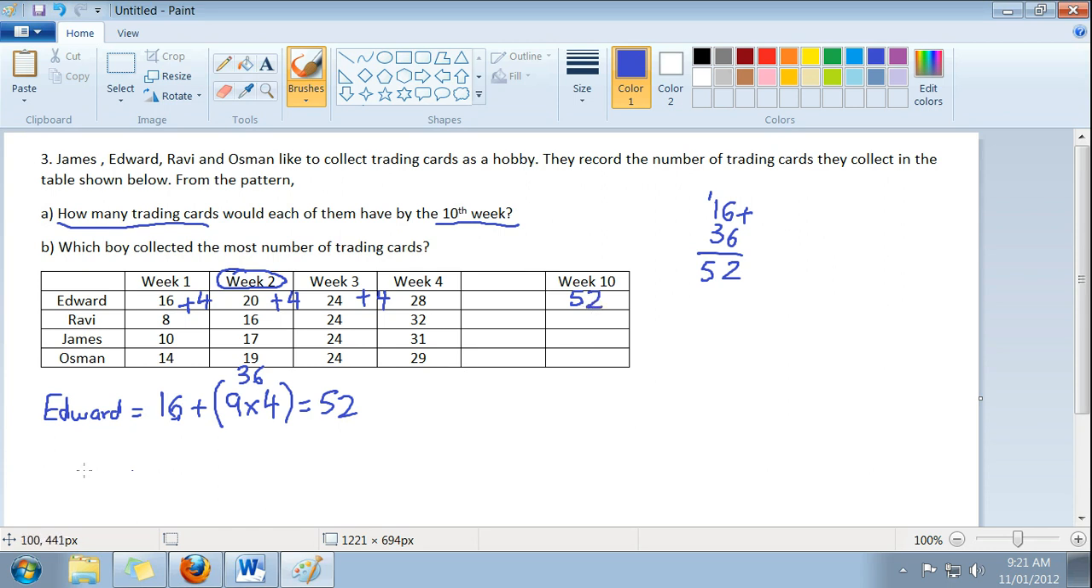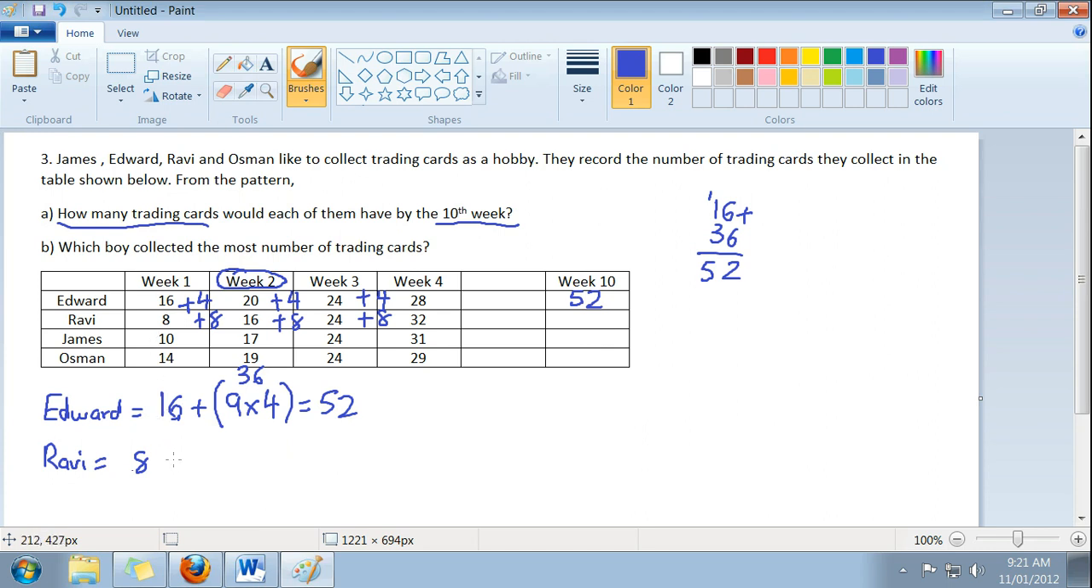Okay? Now let's look at Ravi. Ravi has 8. Now from here to here, week 1 to week 2, we add 8. Okay? And if you didn't know that, well, you could count on from 8 or you could subtract 16 from 8. From 16 to 24, we add 8. From 24 to 32, we add 8. So in other words, this is what we can do.